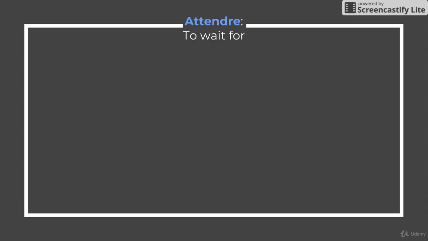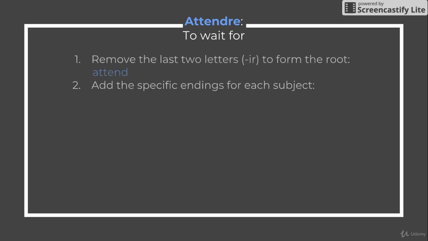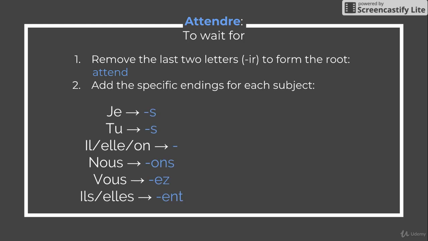example. Attendre means to wait for, and just like the other types of verbs, all RE verbs end with the letters RE. Similar to other types of verbs, you remove the RE and add the endings. The endings for RE verbs are S, S, no ending for the il, elle, on form, ONS, EZ, and ENT. Make sure you remember that for the il, elle, and on form of the verb, there is no additional ending.